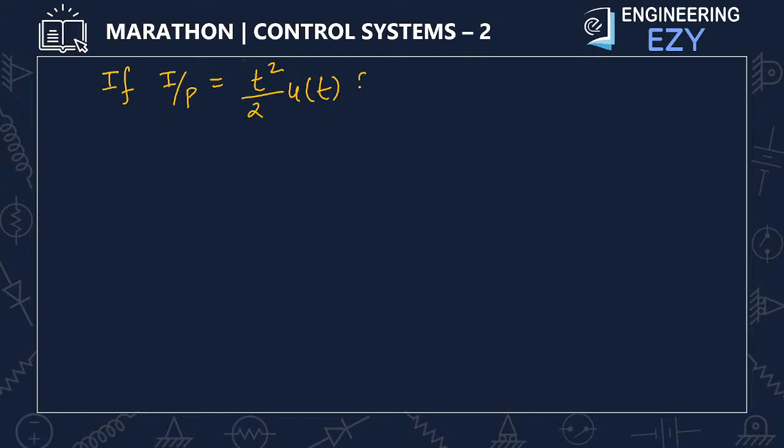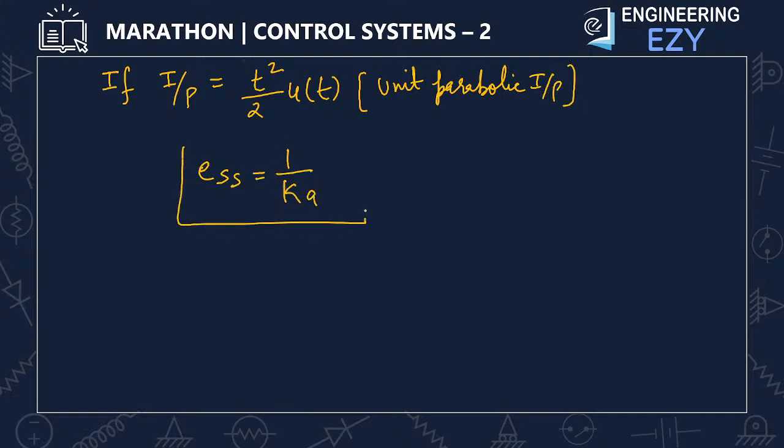So for unit parabolic input, the steady state error is 1 by Ka, and Ka is the acceleration error coefficient.